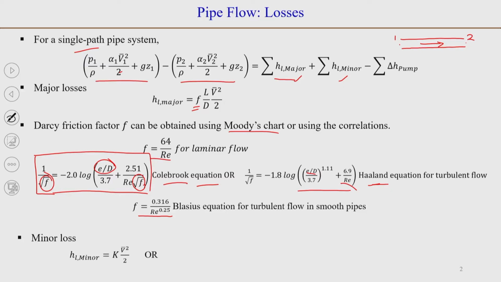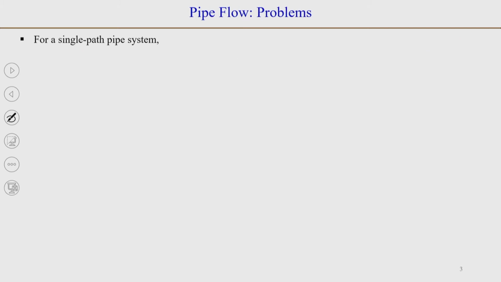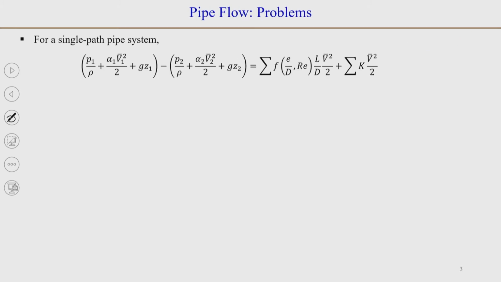Minor losses can be represented or combined either in the form K V squared by 2, or in analogy with major losses, it can also be written as f L_e by D V squared by 2, where the effect of the components, it may be valve, fitting, inlet, exit, etc., comes into L_e, or what we call equivalent length.